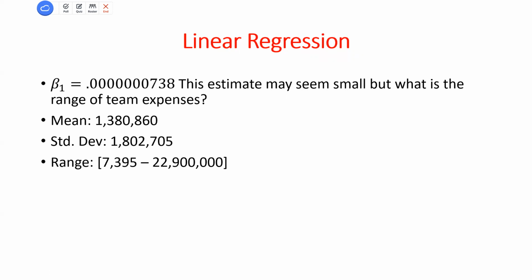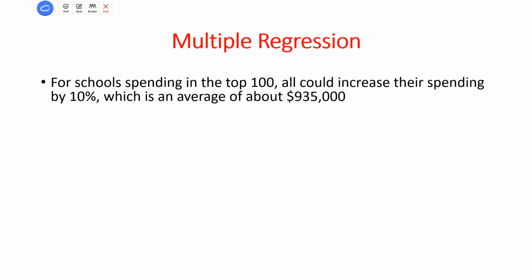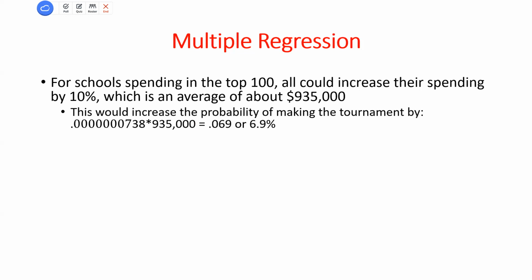Teams are probably going to spend maybe an additional $1 million. In fact, what you could do is think about if I took just the basketball programs in the top 100, if they increase their spending by 10%, that would be just shy of $1 million. That's just 10% of what they're currently spending. So a 10% increase for those top 100 schools, if I spend an additional $935,000 on my basketball program, I can increase the probability of making the tournament by about 7%, right? The probability increases by 0.069, or about a 6.9% increase.